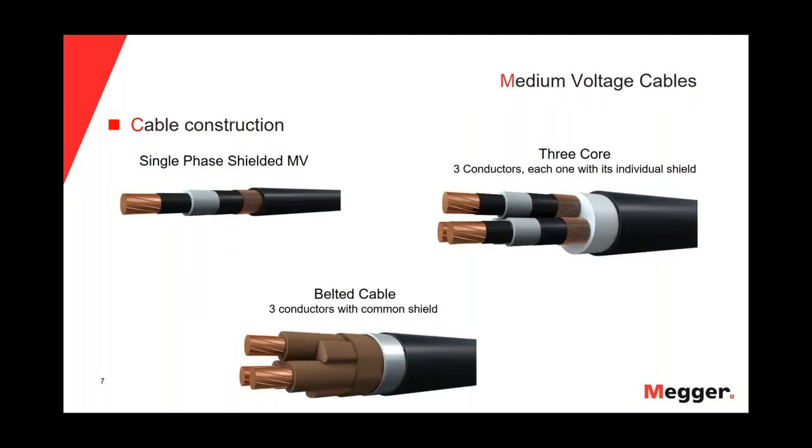Regarding the constructions of the cable, besides the previous one that was the single phase shielded medium voltage cable, we can have the three core cable in which we have three conductors and each one with its individual shield. And also we have the belted cable. In this case, we have three conductors, but we have a common shield. So these are the different cable constructions we can have in medium voltage cables.